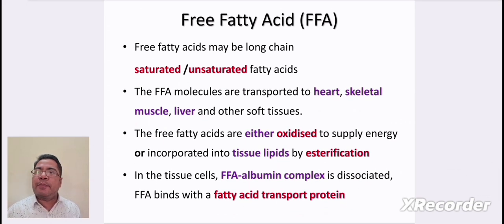Free fatty acids may be long-chain saturated or unsaturated fatty acids. The FFA molecule is transported to heart, kidney, skeletal muscles, liver and other tissues. The free fatty acids are either oxidized to supply energy or are incorporated into tissue lipids by esterification. In the tissue cells, the free fatty acid albumin complex is dissociated and FFA binds with fatty acid transporter protein.